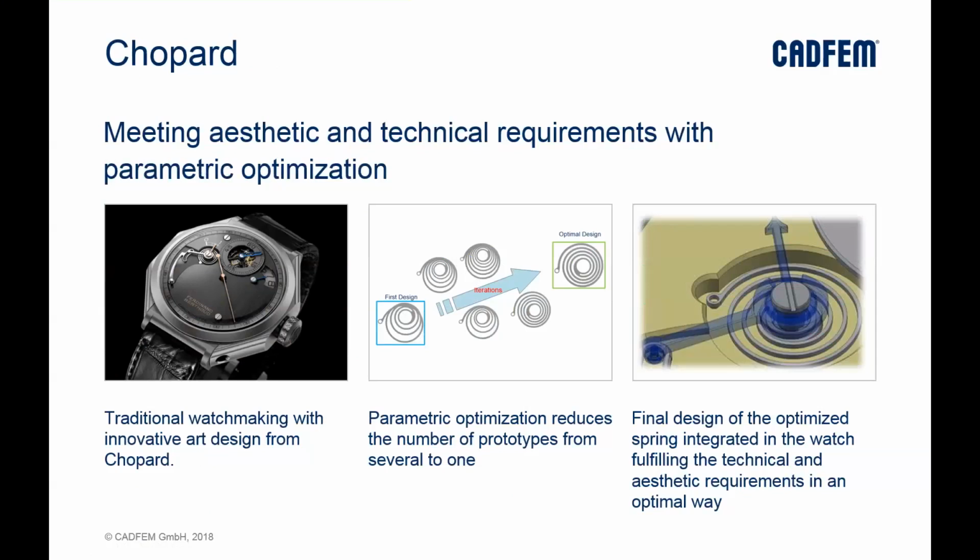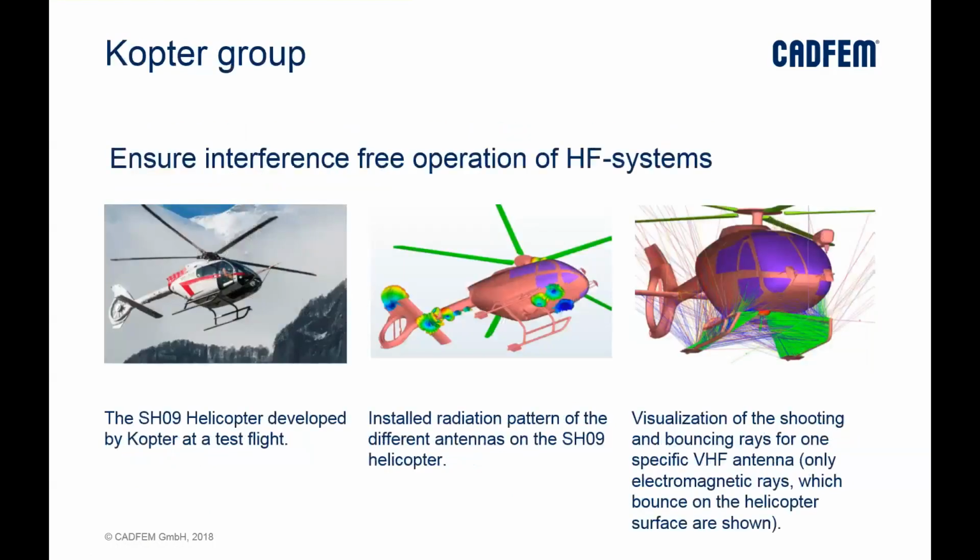And so this was also made possible by simulation to avoid prototyping, which for an expensive Swiss watch would of course be very expensive. Another example, which is very different from the physics point of view, because now we are talking about electromagnetics, is an example of the Kopter group, how they were using simulation to ensure interference-free operation of the antennas placed on the helicopter.